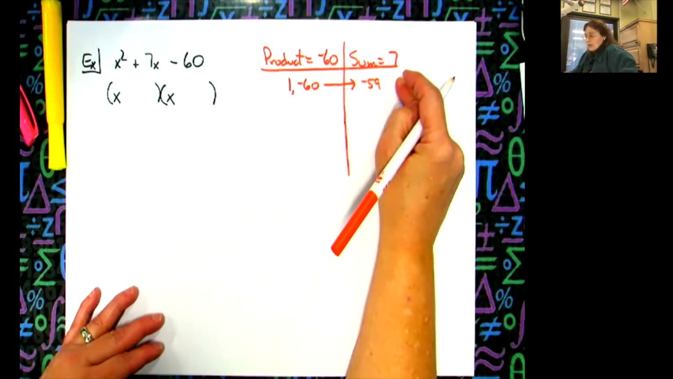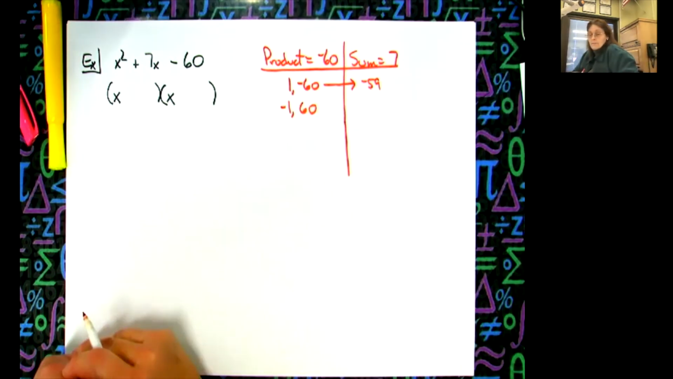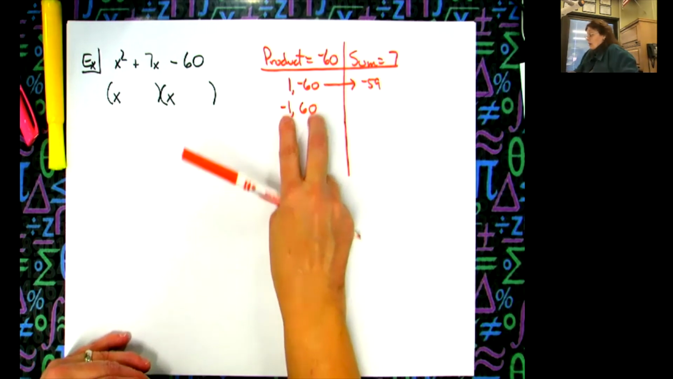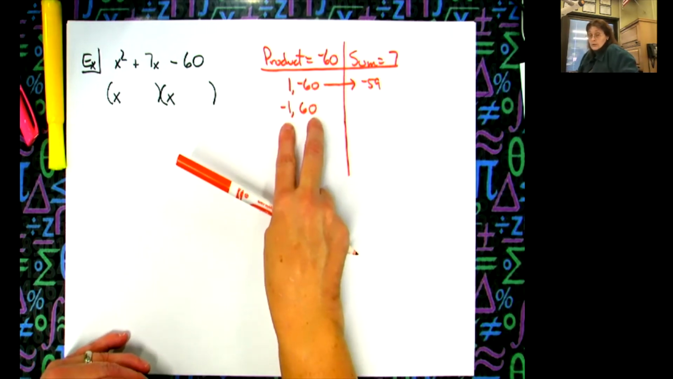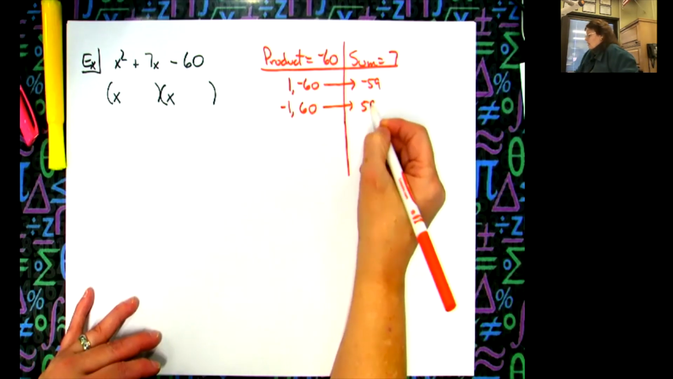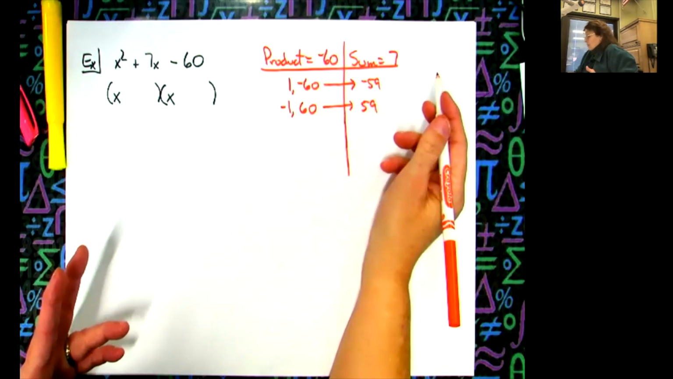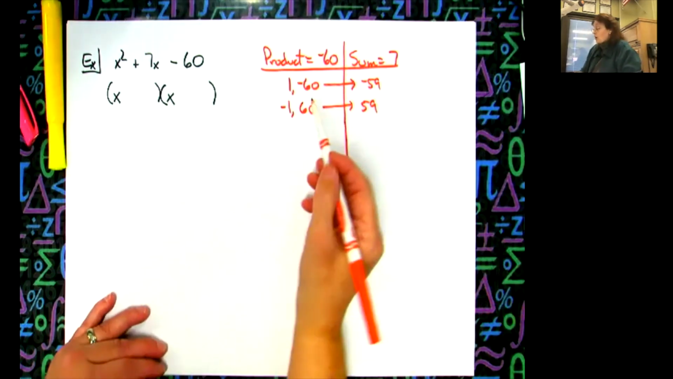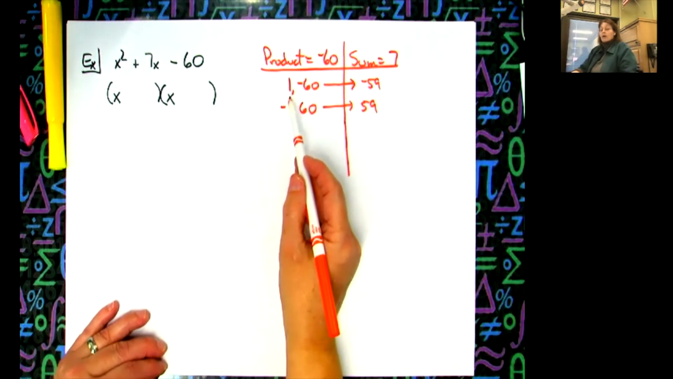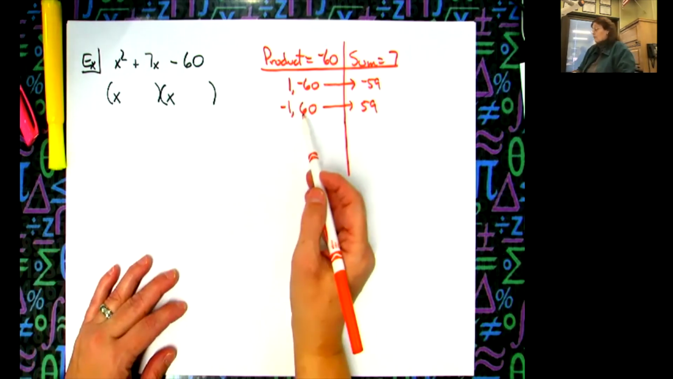So technically, would I even need to try a negative 1 times a 60? Well, probably not. If I did, though, both of those are possibilities. But this time when I add this, I get a positive 59, which is still really far away from that. But just know that in every set of factors, it doesn't matter which one's negative, I've got to test both of them.